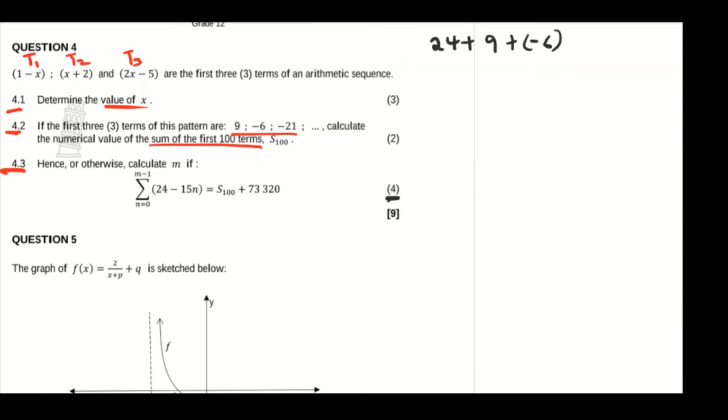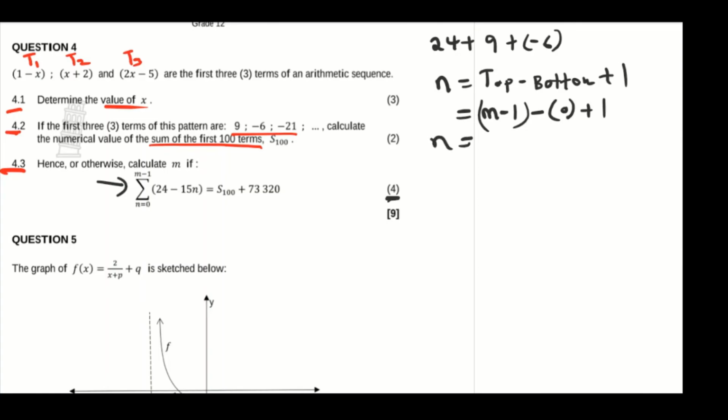But before we find the sum, let's find the number of terms. If you're given a sum like this, you say n is equal to top minus bottom plus 1. So what is the top? It's m minus 1, right? I'm going to put brackets. Minus what is bottom? It's 0, plus 1. So my n is equal to m minus 1 minus 0 plus 1, so n is equal to m, basically, right? So we know n is equal to m, right?